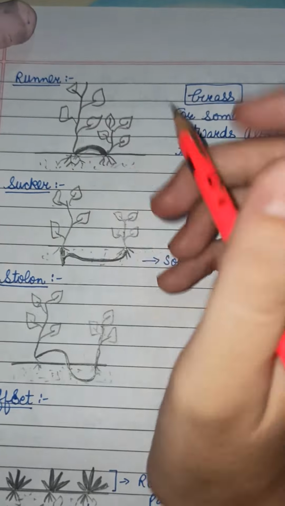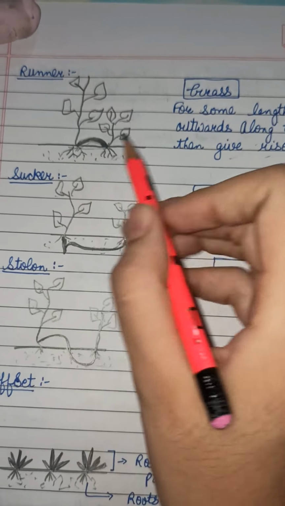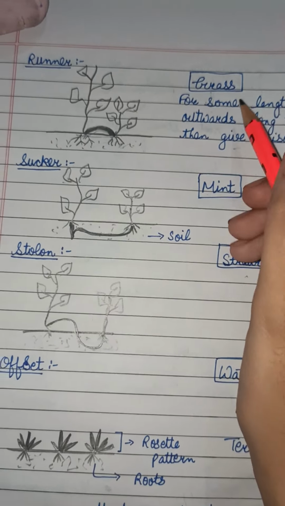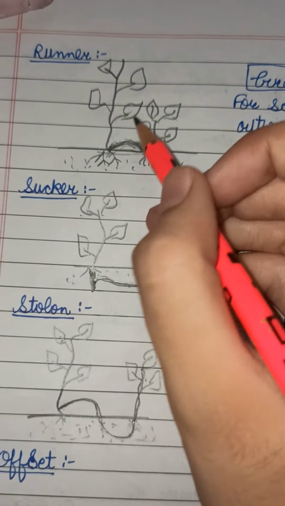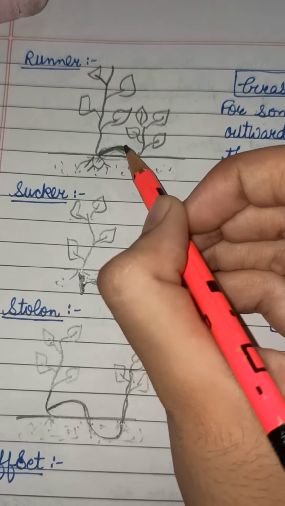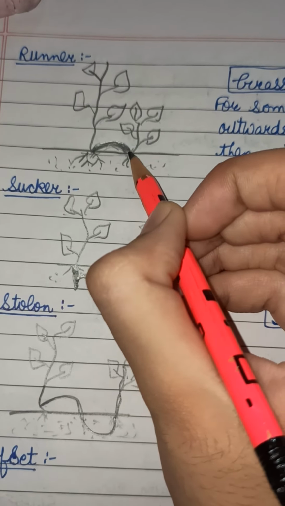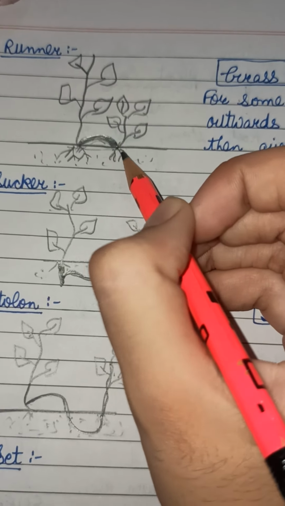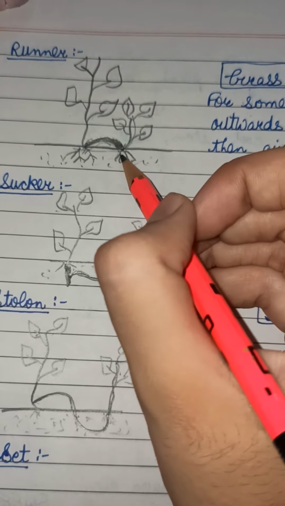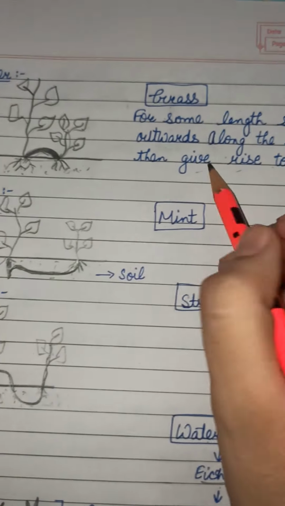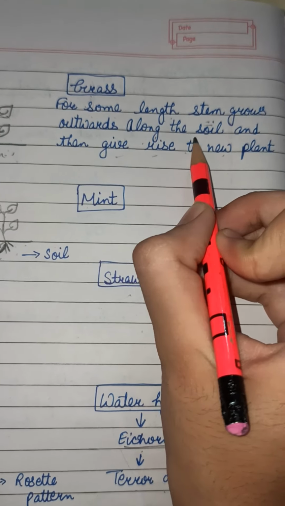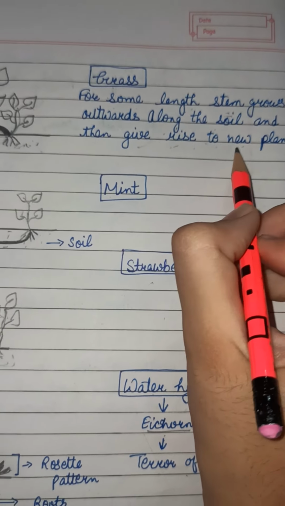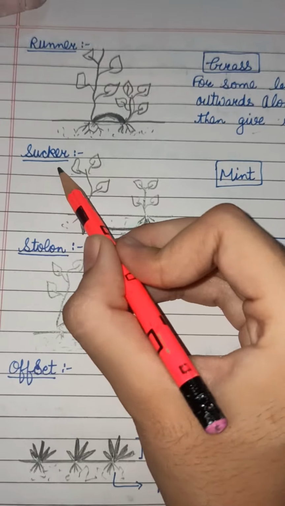First is runner. So here you can see the example is grass. As you have seen, this kind of modification is found in grass, where the stem grows along the surface of the soil for some length and then develops some buds and grows into new plants, and these give rise to roots. So for some length the stem grows outwards along the soil and then gives rise to a new plant.